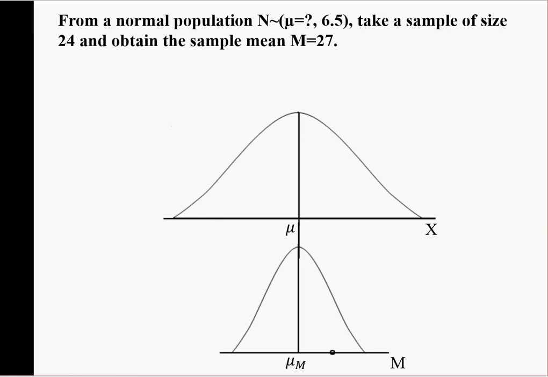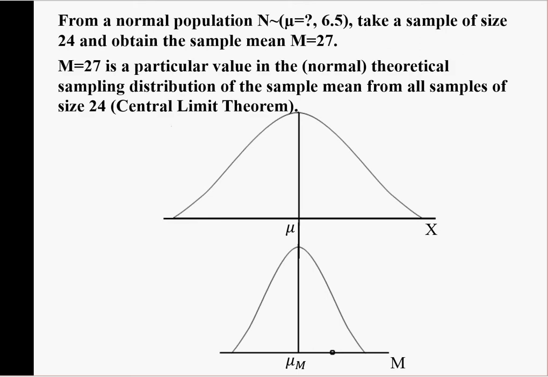So, let's come back to the question. Now we take only one sample of size 24 and we obtain the sample mean 27. Now, this sample mean 27 actually is a value within this theoretical sampling distribution of the sample mean formed by all sample means of size 24. Make sense? That is, this sample mean 27 is actually just one value in this theoretical sampling distribution of the sample mean that is formed by all sample means of size 24. That is from the central limit theorem.